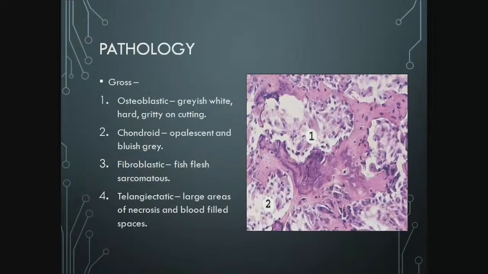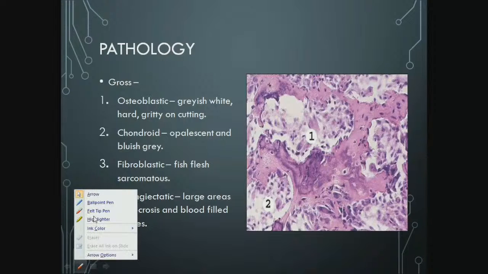On pathology, as we saw, there are four basic most important types of osteosarcomas. You have an osteoblastic type, which on gross pathology will give you a greyish white hard surface which is gritty on cutting. Chondroid type, which is opalescent and bluish grey. Fibroblastic or fish flesh sarcomatous type. Telangiectatic, as I said, has large areas of necrosis and blood filled sinuses. As you can see in the histology, the pinkish structure which is present shows a large amount of osteoid matrix formation.